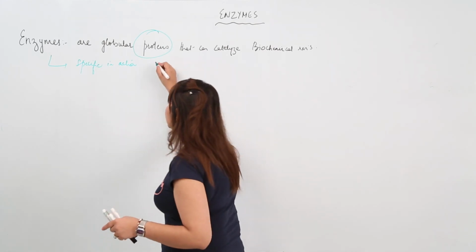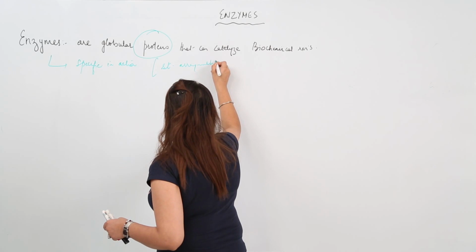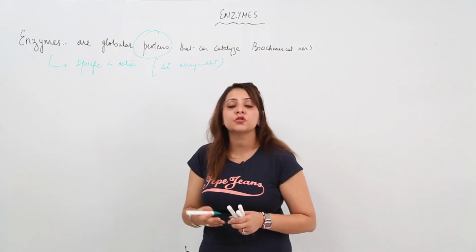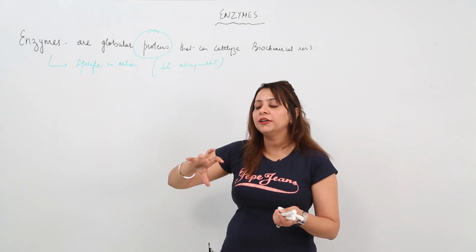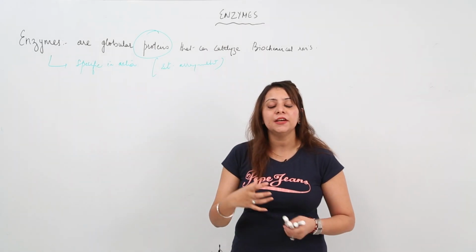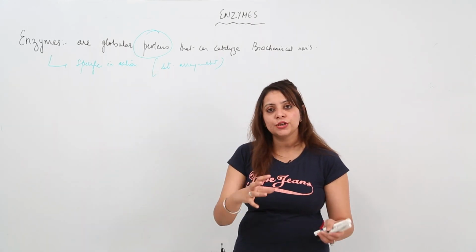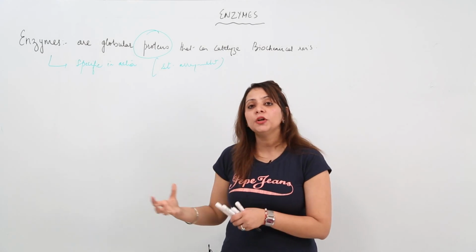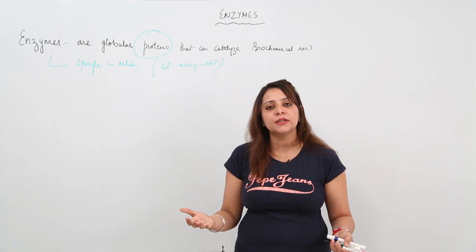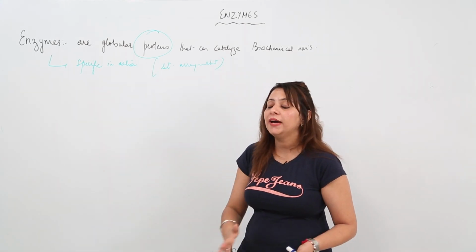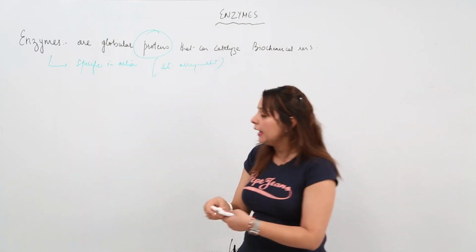Now what is the reason? The reason is their special structural arrangement. When we study the mechanism, you will see that they form a complex with the reactants. So there is a specific reactant which can fit into, or form the complex with, an enzyme. It's not like any reactant can react with the enzyme and form the complex. That is why, due to their special structural arrangement, they are specific in action. So these are the enzymes.